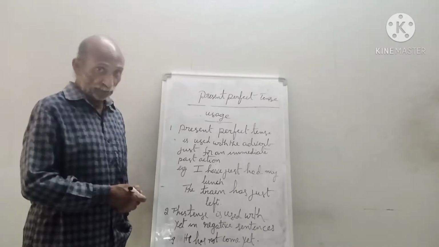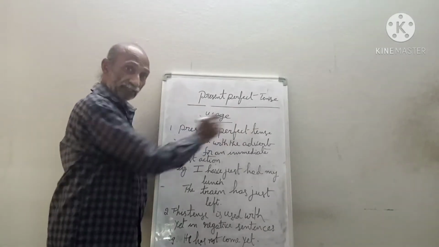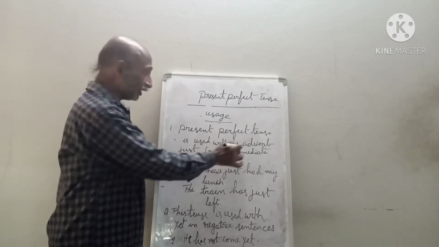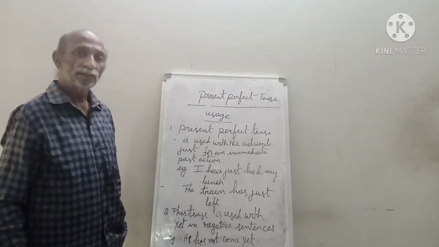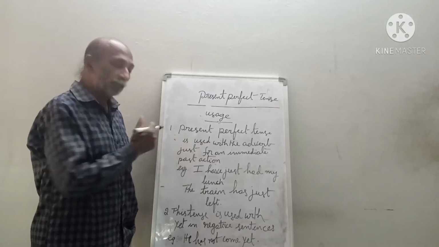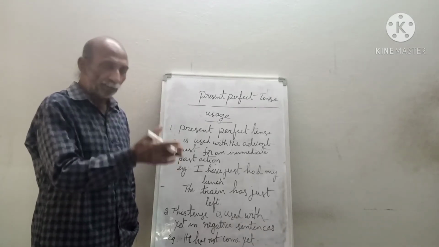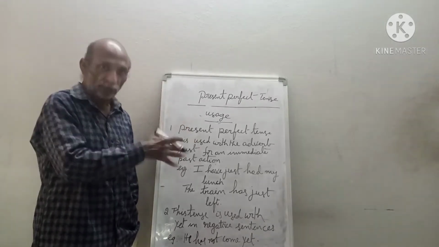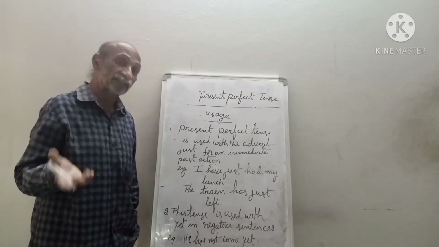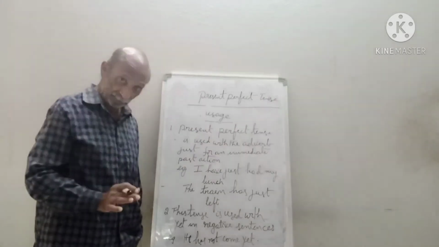Now let us discuss the usage of this tense. Number one, present perfect tense is used with the adverb just for an immediate past action. So what does immediate past action mean? For example, past actions which happened 5 or 10 minutes ago are called immediate past actions. For such past actions, we use present perfect tense with the adverb just.